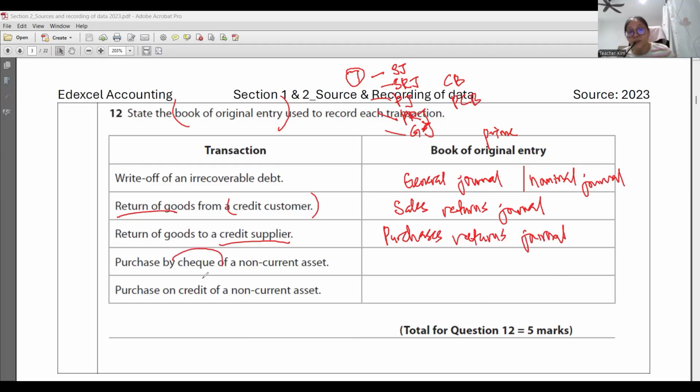Purchase by cheque. The moment you see the cheque, this is under the cash book. Purchase on credit. This is on credit. This is with the cheque. So credit means general. You didn't pay, so you cannot put under cash book. This is under general journal because this is a non-current asset. So take notes. If the payment is made, cash book. If on credit, non-current asset, general journal.